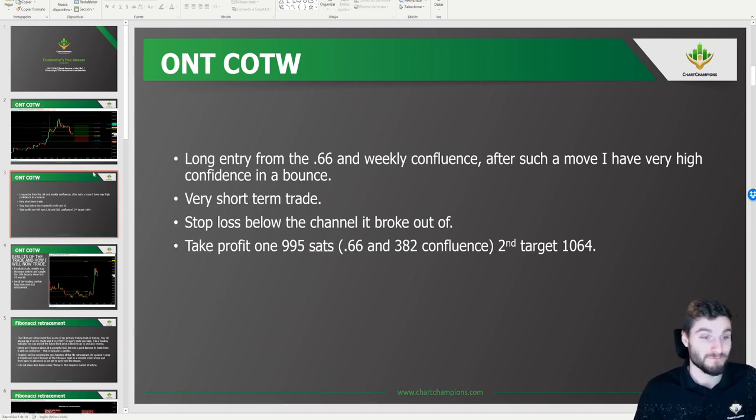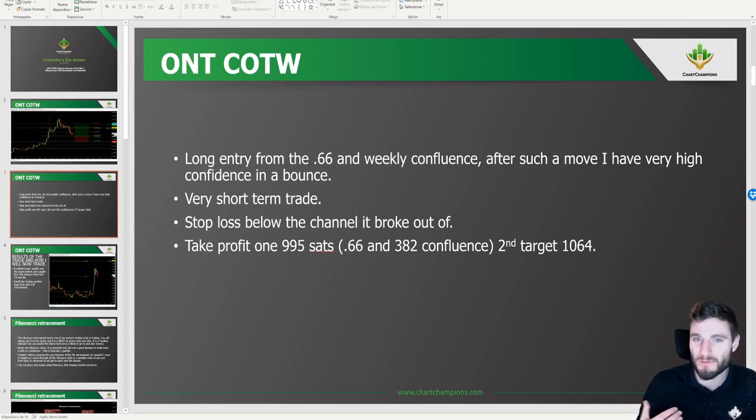But yeah, really nice to see that members also identified the same setup that I identified, because it ended very profitably. So basically, what we can see here, just to fully explain this, is the long entry from the 618 and weekly confluence. After such a move, to be honest, I had very high confidence in a bounce.